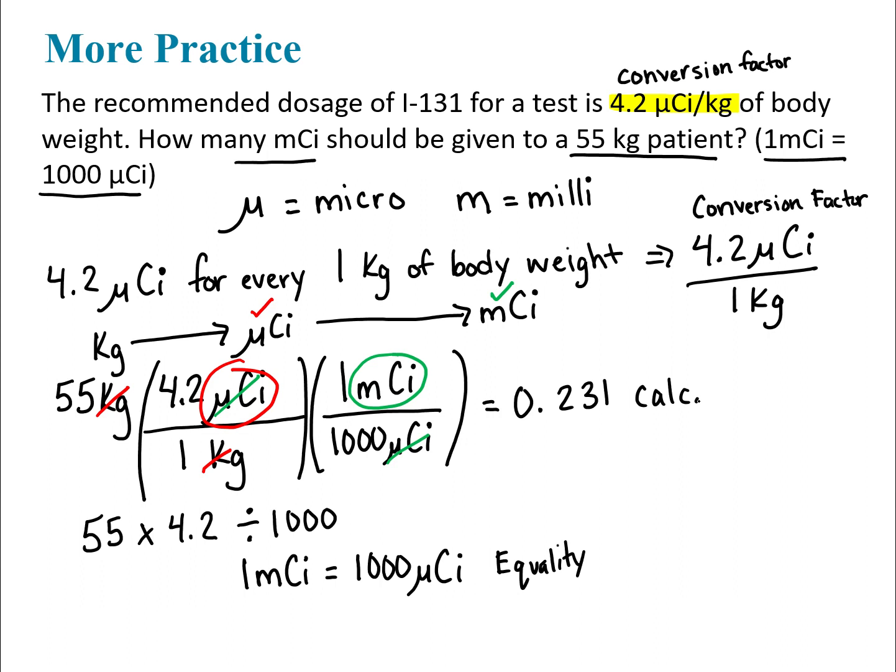But we always need to account for sig figs. Our weight has 2 sig figs, and the conversion factor we're given has 2 sig figs. So that's how we write 2 sig figs for that.